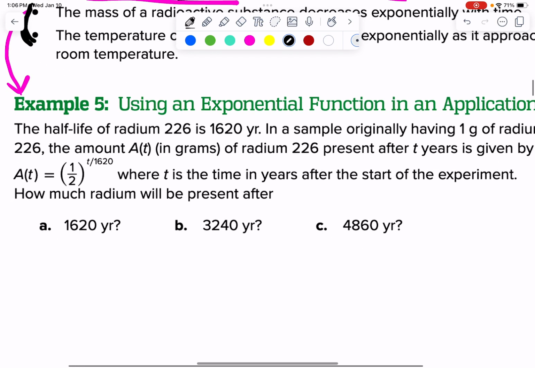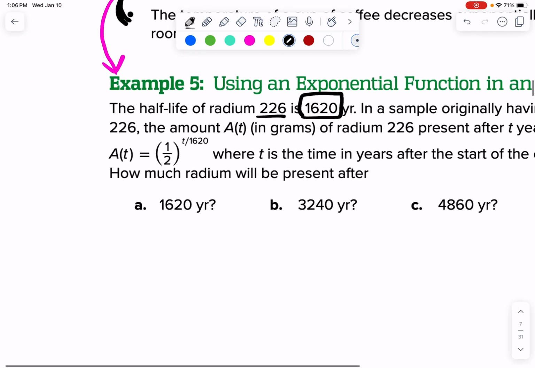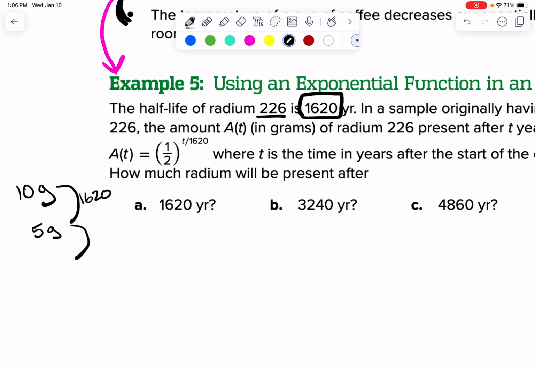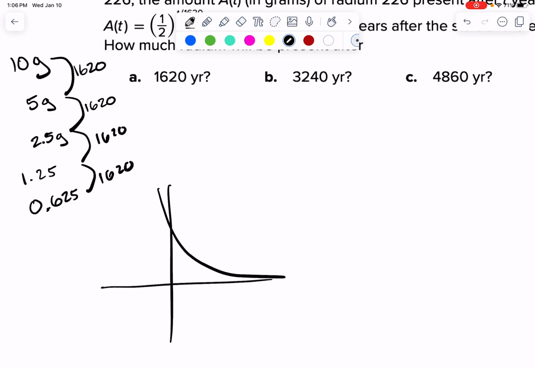The half-life of radium-226 is this many years. That means it takes 1,620 years for it to split in half. So basically, if you have 10 grams of radium-226, it will take 1,620 years for it to decay to 5 grams. Then it will take 1,620 years to decay to 2.5 grams. Then half of that is 1.25 grams. Then half of that is 0.625 grams. You see how it's splitting in half, and it's taking that many years for it to split in half, split in half, split in half. So it's doing something like this, right?